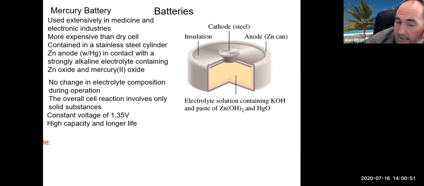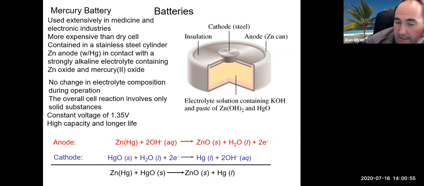Another type of battery is a mercury battery. It's used a lot in medicine and electronic devices, and it's more expensive than the previous type of battery. It also contains a zinc can as your anode, and it has a steel part here that is your cathode. So it's a zinc anode in contact with mercury in a strongly alkaline electrolyte solution. Remember that alkaline means basic. So something that is strongly alkaline is a strong base and a very good electrolyte, like potassium hydroxide. Again, that's your functioning salt bridge contained inside. Something like that is going to generate enough ions to keep everything going overall.